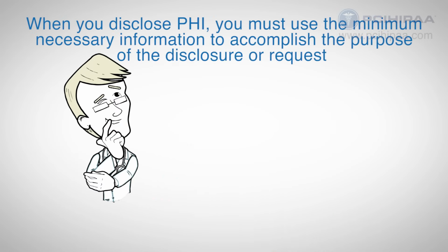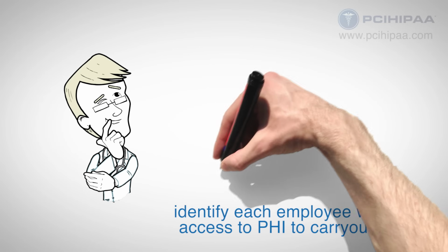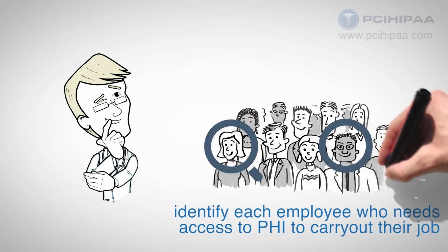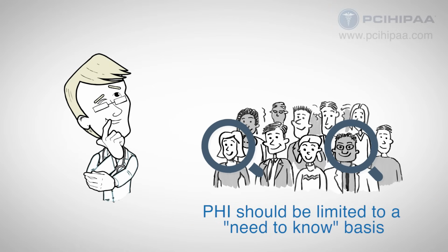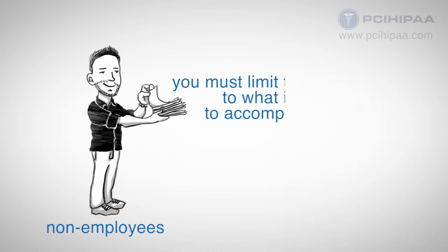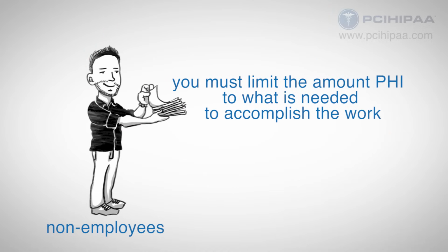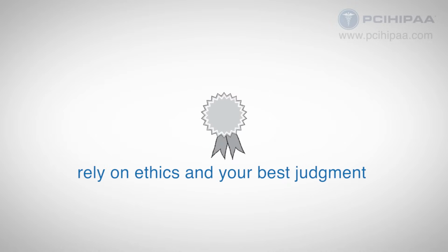When you disclose PHI, you must use the minimum necessary information to accomplish the purpose of the disclosure or request. Practices must identify each employee who needs access to PHI to carry out their job, and PHI should be limited to a need-to-know basis. For non-employees, you must limit the amount of PHI to what is needed to accomplish the work. You should also rely on ethics and your best judgment in deciding whether to disclose protected health information.